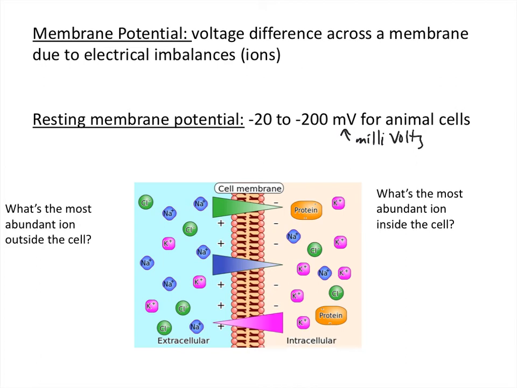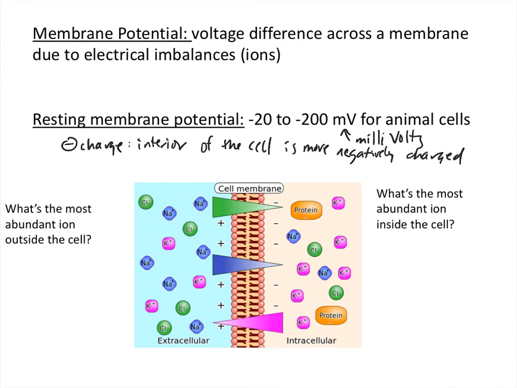And anytime we have this negative charge for a resting membrane potential, this means that the interior of the cell is more negatively charged than the outside, or exterior. And this is going to compare concentrations of ions that are inside the cell versus outside the cell.